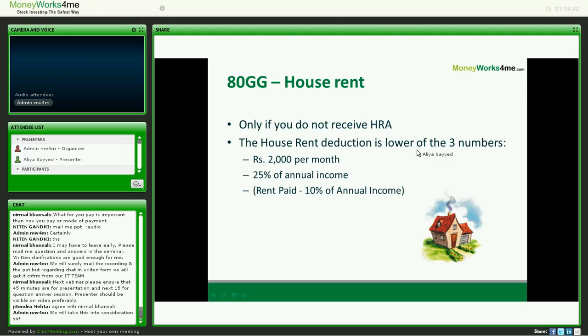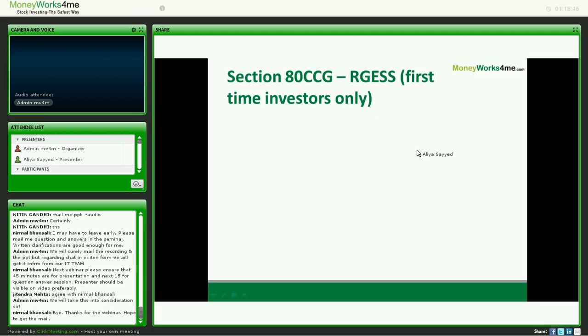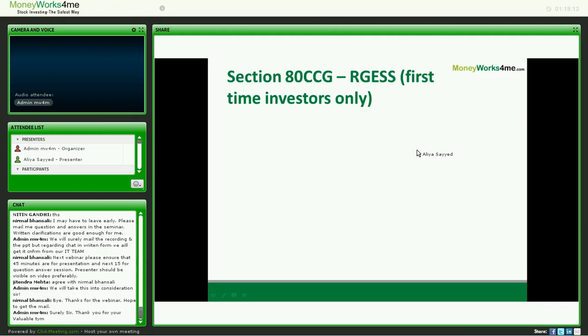The next separate avenue for tax saving is RGESS. Now, this is not something that is applicable to all of us taxpayers. It is available only to first-time investors. Now, what is meant by first-time investors is that you are opening a demat account for the first time. Basically, that means you do not have a demat account up till now, and you are opening a demat account in this year. You're new to the capital markets, basically. So that will qualify you for RGESS.